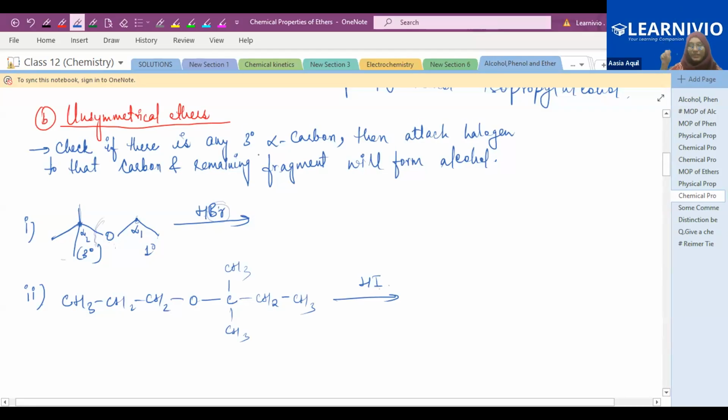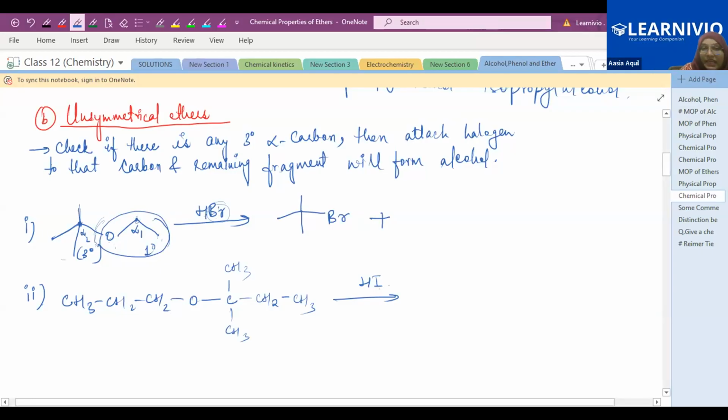So first step, you will check whether the tertiary alpha carbon is present or not. If the tertiary alpha carbon is present, then attach the halogen atom to that alpha carbon. You will get this product: 1, 2, 3, and there you will attach the bromine, plus the remaining fragment. This CH3, CH2 and this oxygen. This remaining fragment will form the alcohol.